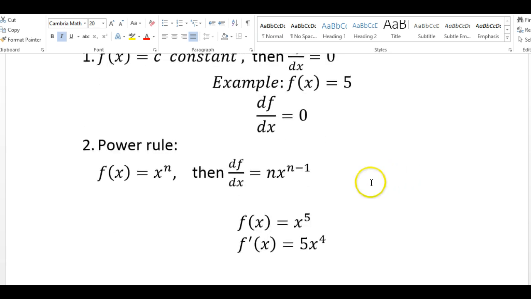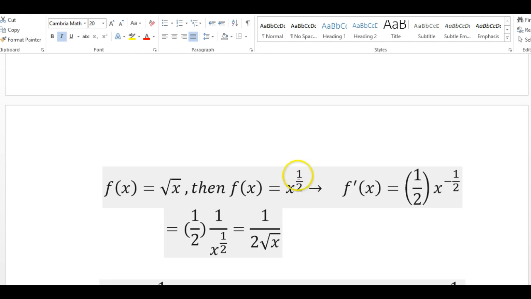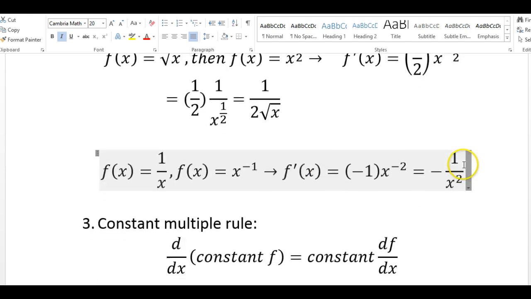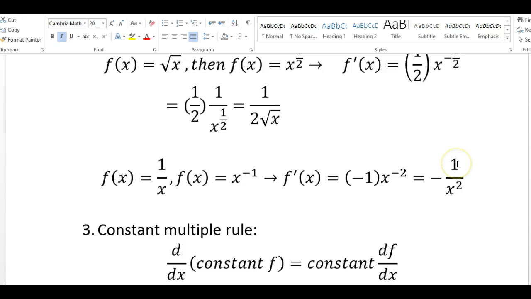So once again, the power rule is when you have a power, you bring the power forward and you subtract 1 from it. So x to the 5 becomes 5x to the 4, x to the 1/2 becomes 1/2 x to the negative 1/2. And if you have a power like 1 over something, then it's x to the negative 1. So f prime of x is negative 1 x to the negative 2.